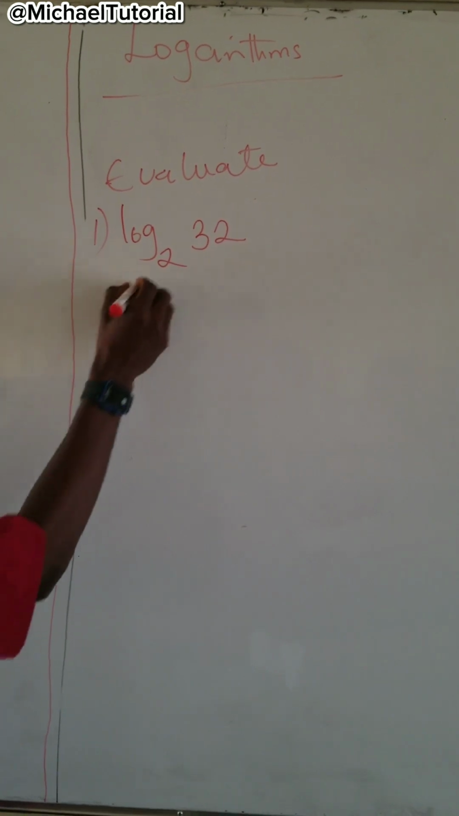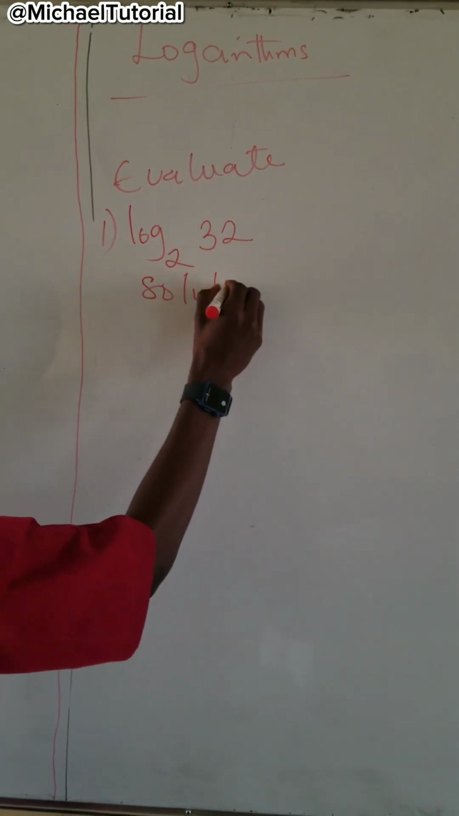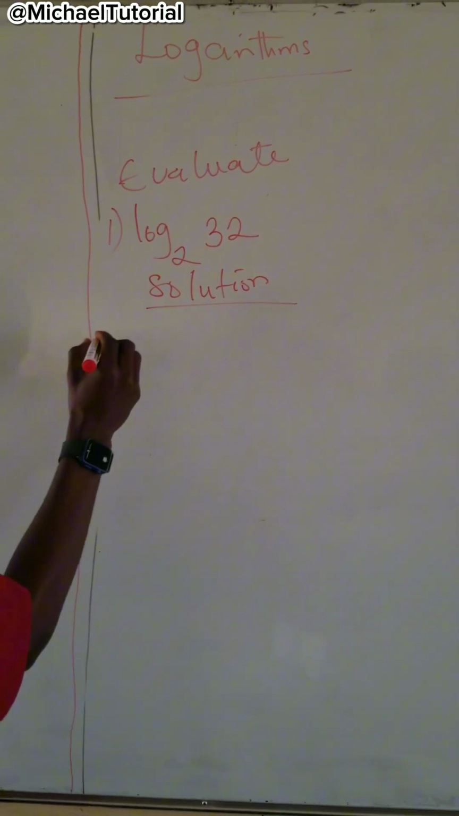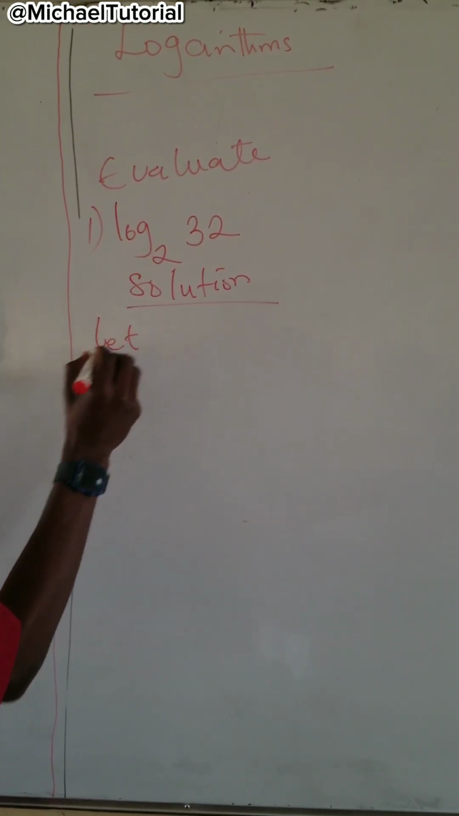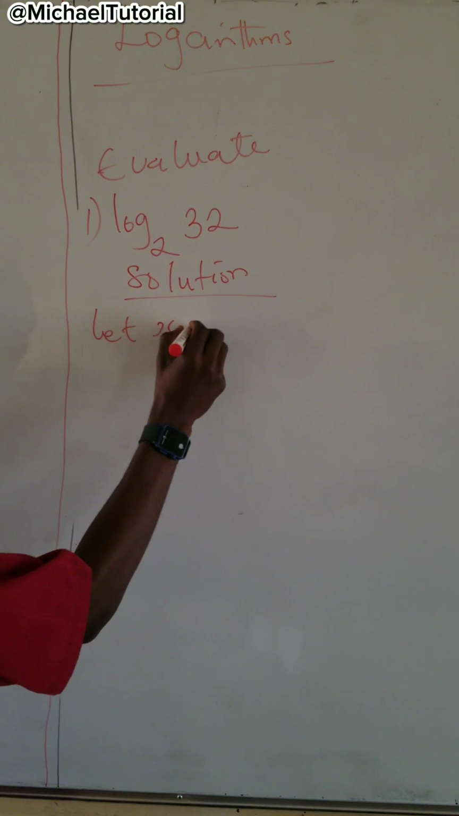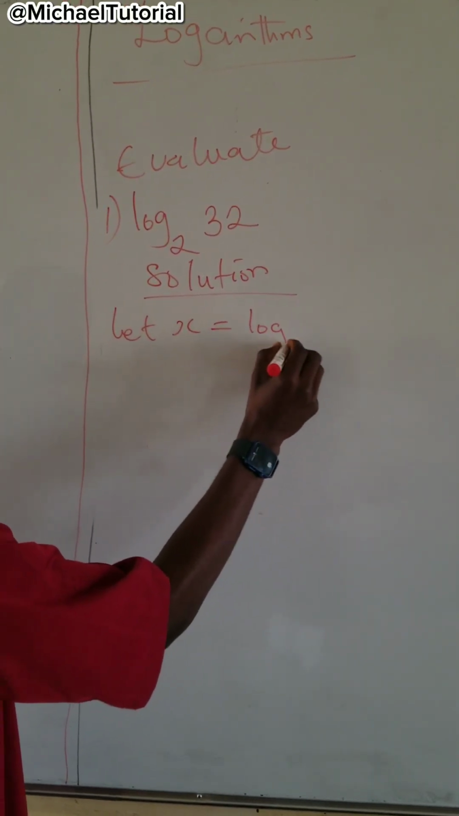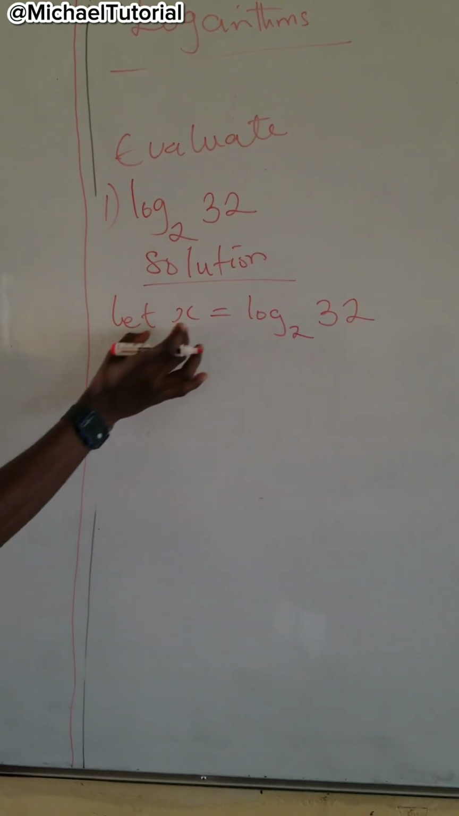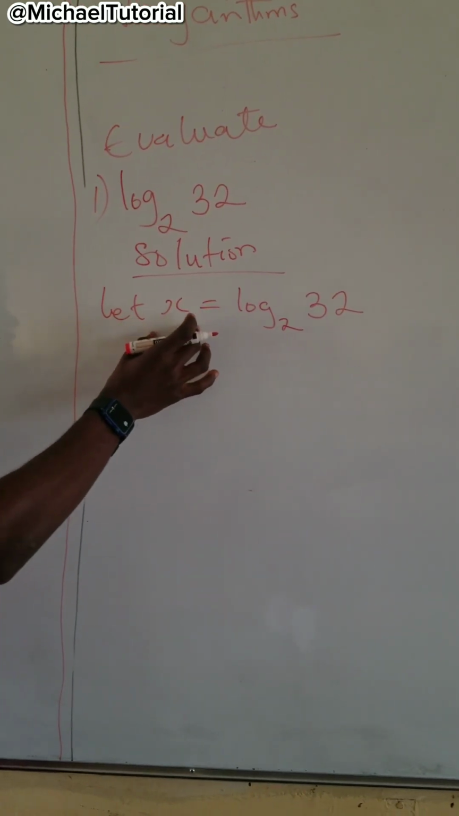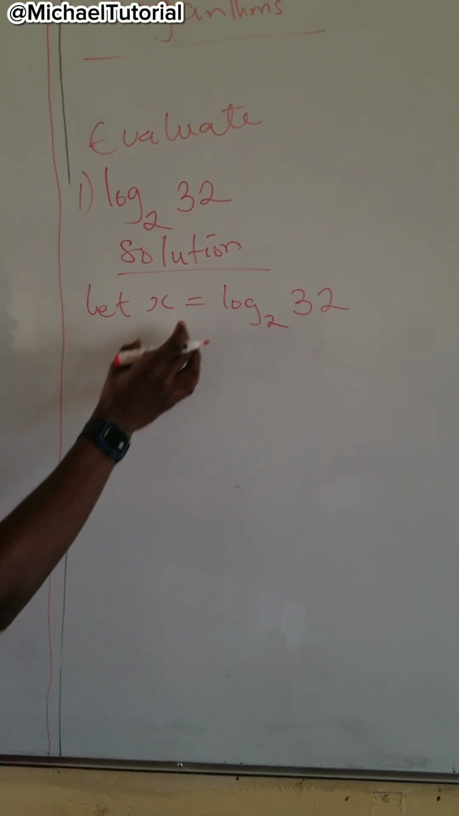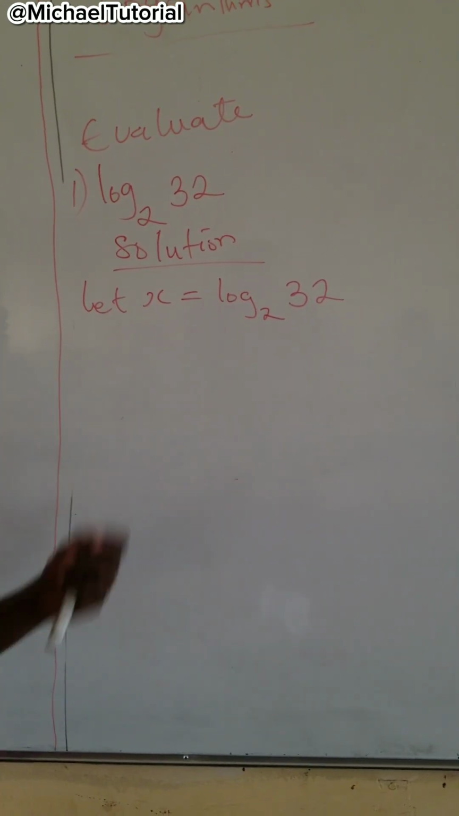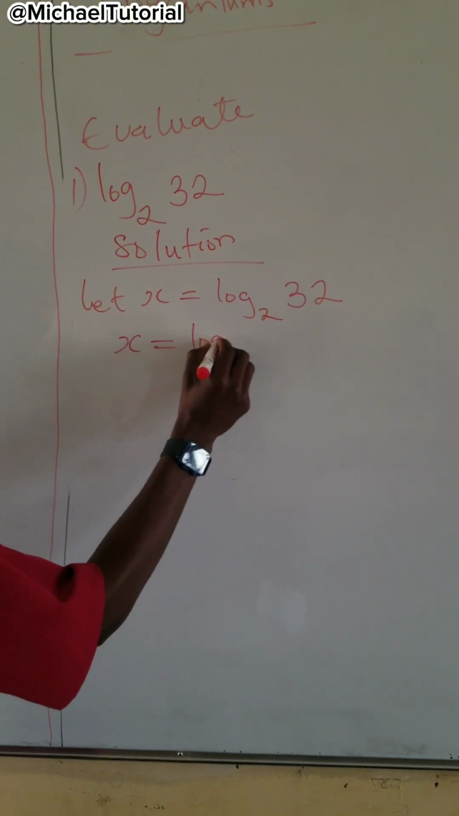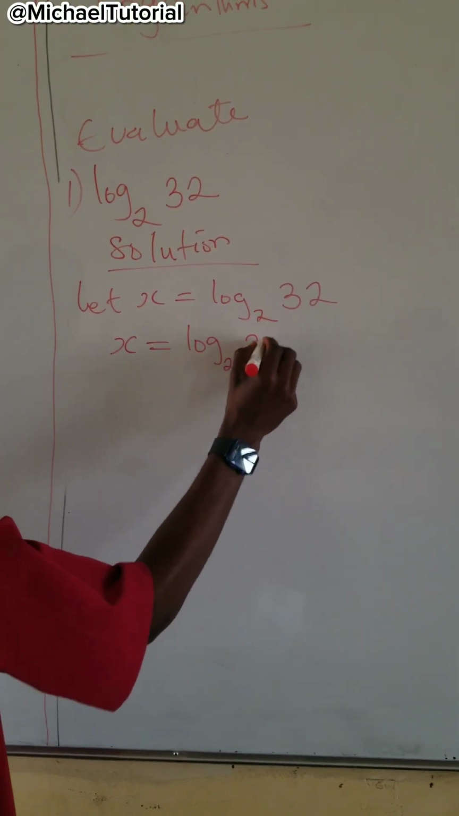Now, let us solve. This is our first approach. Let x be equal to log 2 of 32. This x can be any alphabet of your choice. It's not necessary that you use x, but I prefer using x. That's why I use x here. So x is equal to log 2 of 32.